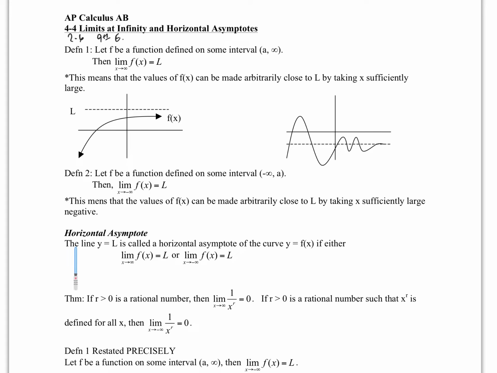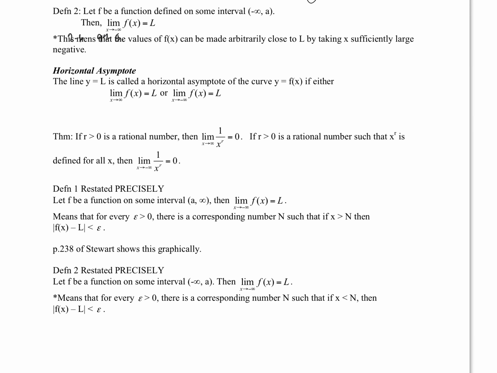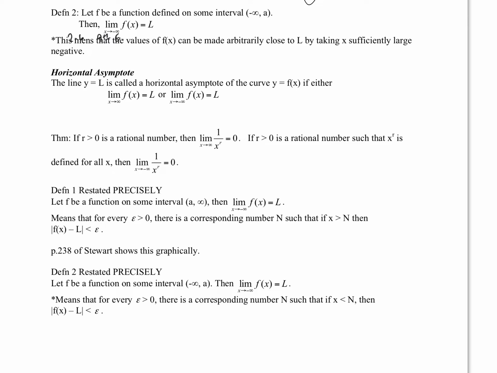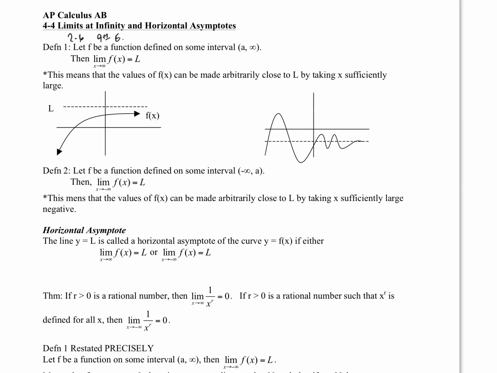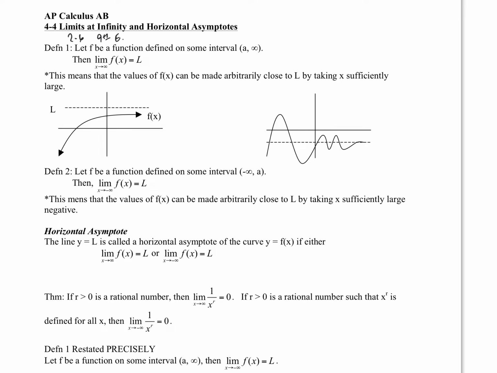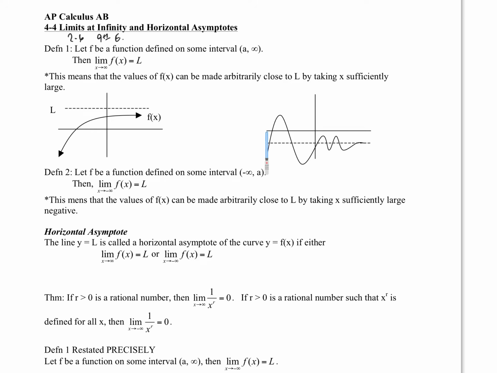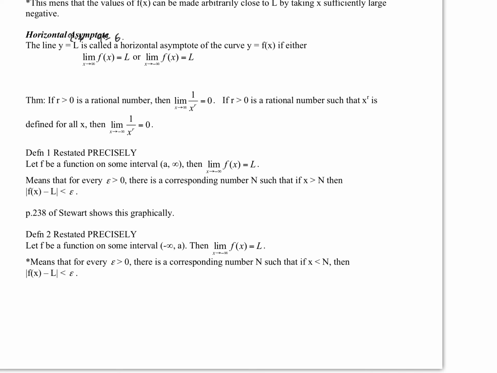All right, then we have the definition of a horizontal asymptote. The line y equals L is called a horizontal asymptote of the curve y equals f of x if either the limit as x goes to infinity equals L, or the limit as x goes to negative infinity equals L. So hey, look at this, horizontal asymptote. That's really what the limit is for the horizontal asymptote. And notice, either way you wanted to think about it, the function is still crossing it right there. So it crosses an asymptote. Just want to point that out.